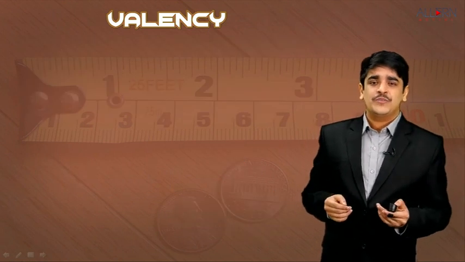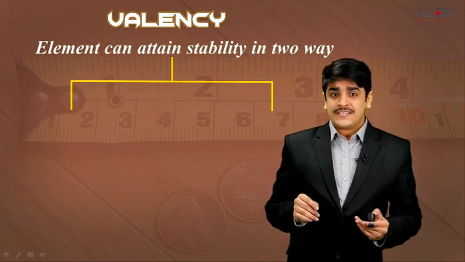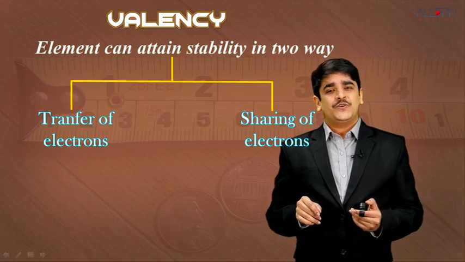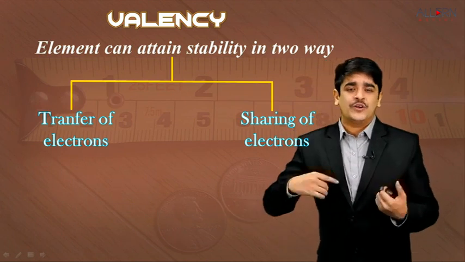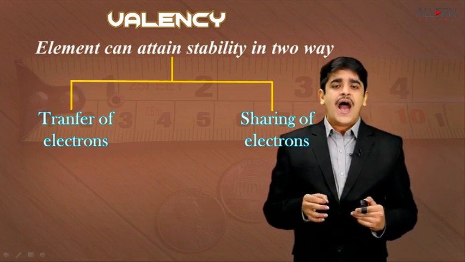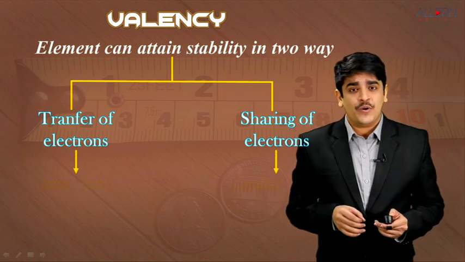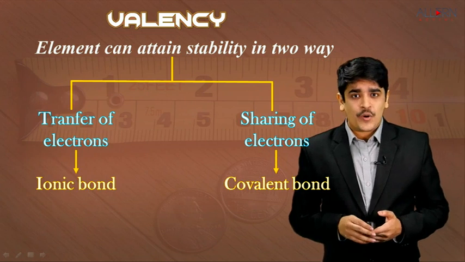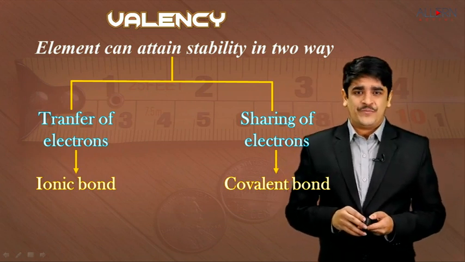Let's have a look over here. As far as valency is considered, an element can attain stability in 2 ways. As I said, first one, transfer of electrons. Second one, sharing of electrons. Whenever you have transfer of electrons, a bond is formed called an electrovalent bond, which you can also call an ionic bond, and from sharing of electrons, you are going to have a covalent bond, right?